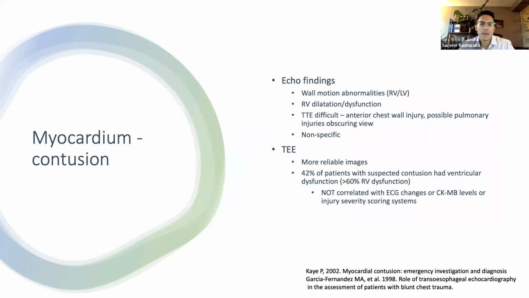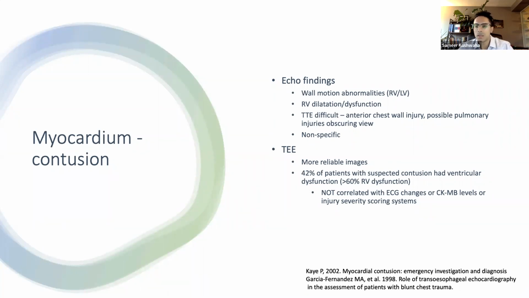So there are some echo findings that we look for, such as wall motion abnormalities, although they can be difficult to see in the RV, and the left ventricle is less commonly affected. We can see right ventricular dilatation or dysfunction and right ventricular failure. Transthoracic echo is often challenging in these patients as they often have severe anterior chest wall injury or deformity. And they may also have concurrent pulmonary injuries such as pneumothoraces, hemothorax, or pulmonary contusions that can obscure our field of view. Furthermore, findings such as regional wall motion abnormalities or right ventricular dysfunction are fairly non-specific and may have many traumatic and non-traumatic causes.